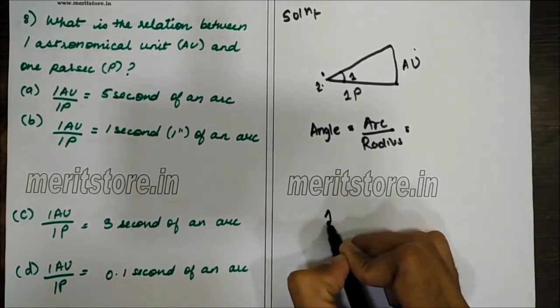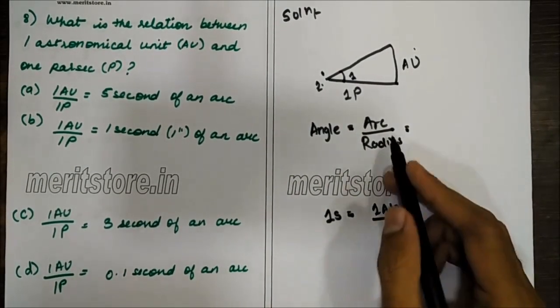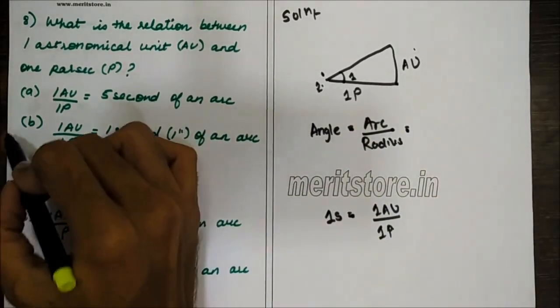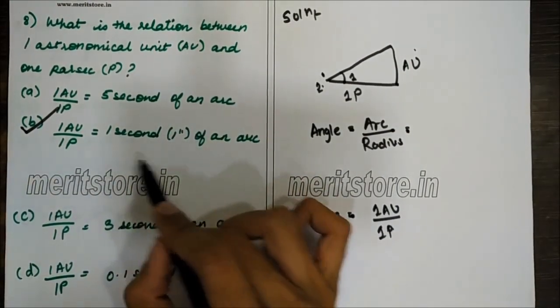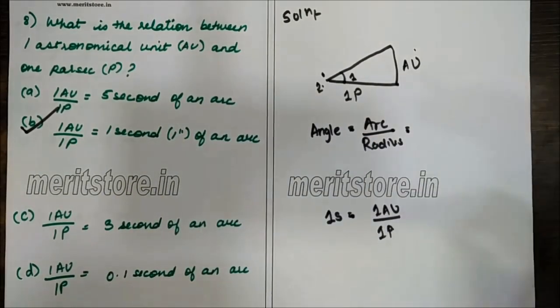The angle you are forming is 1 second, which equals the arc, 1 astronomical unit, upon the radius, called 1 parsec. This is the relation. So the correct option is B, that is 1 astronomical unit upon 1 parsec is equal to 1 second of an arc.